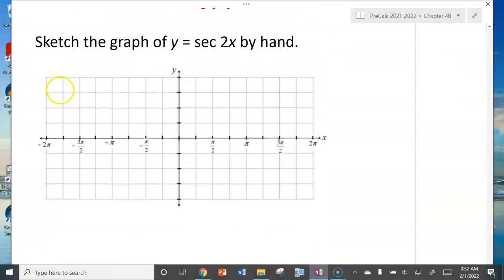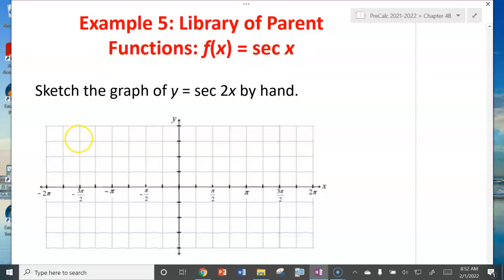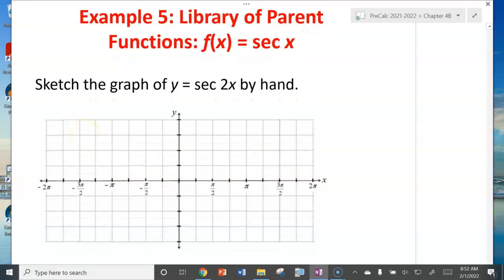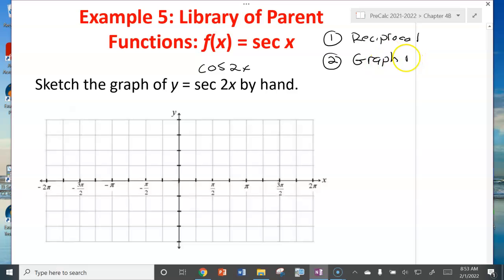We're going to do this other one next. This is our last example. We're going to do the secant of 2x by hand. So remember, step 1 is identify reciprocal function. Now in this case, it is cosine of 2x. Step 2, graph the reciprocal.